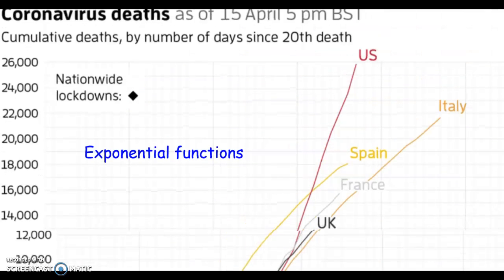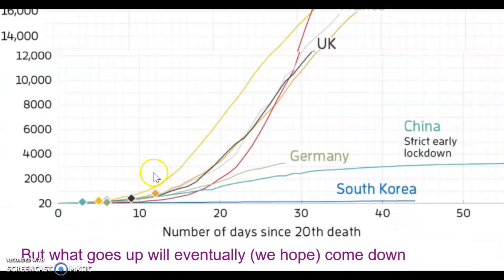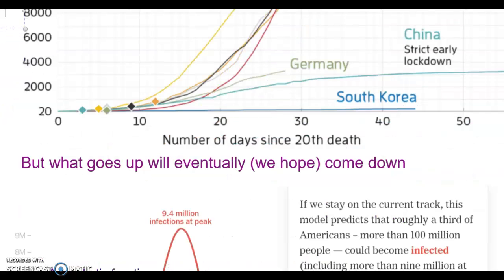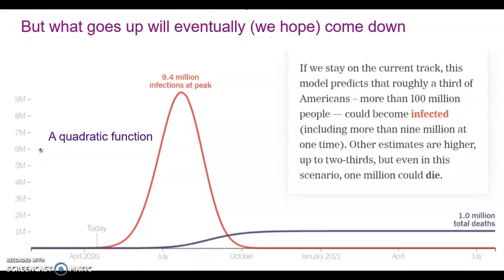Now, any of these curves, whether it's steep or not so steep, don't look like they're changing directions. But in the real world, what goes up eventually, we hope, will come down. So you're seeing a larger picture, because if you look down on the bottom of this, you're going to see that this takes us out to October and January next year.